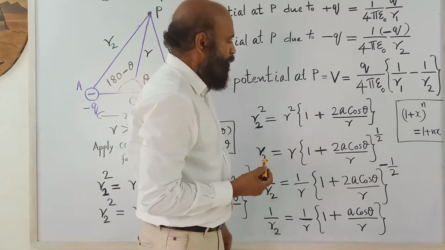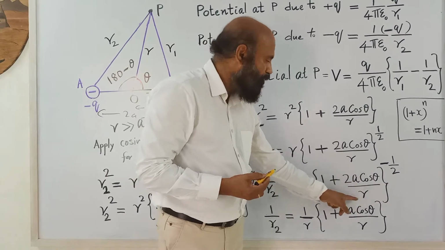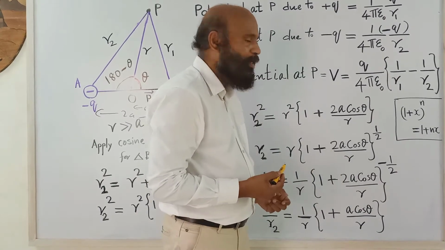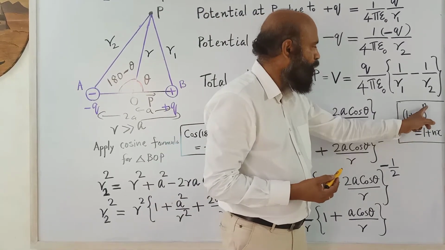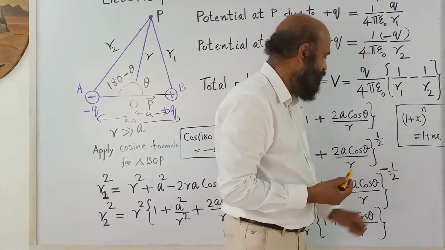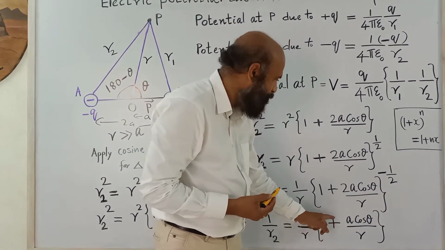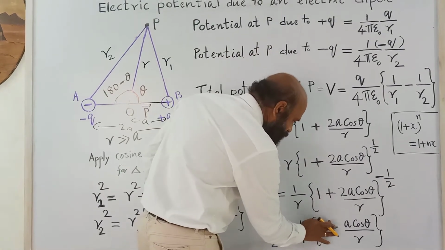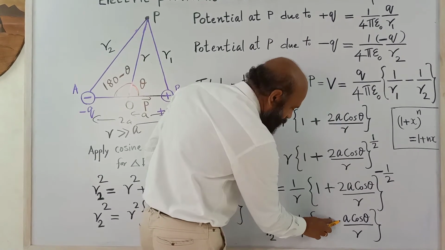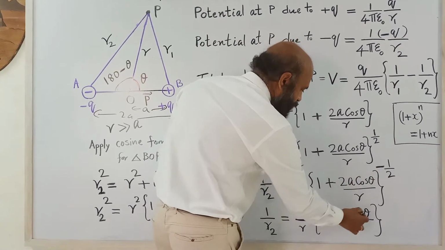So minus half. Now here in this term, this R is very much greater than A. So this term is going to be very small. When it is very small, we can apply binomial approximation. So here 1 plus x all raised to n. When this x is very much smaller, you can write like this, 1 plus nx. So this minus half, when it is taken inside, this plus will become minus. Now this 2 and this 2 will get cancelled, so A cos theta by R.